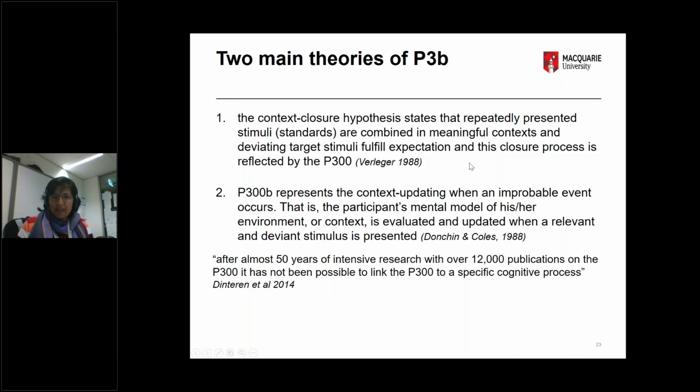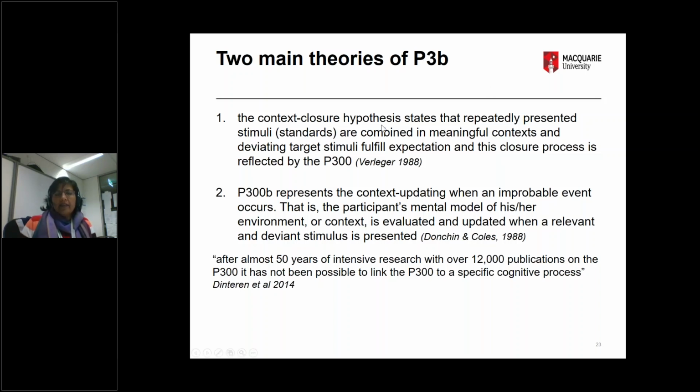Now, what this is trying to say is, remember I said to you that the instruction we give to a person when we are doing a P300 is to respond whenever you see or hear something different, which means that it's not unexpected. They know something different is coming. So this context closure hypothesis is stating that when they do hear something different, it's not the start of a suspense, but rather the end of the suspense. They were anticipating something different to occur, and it did.